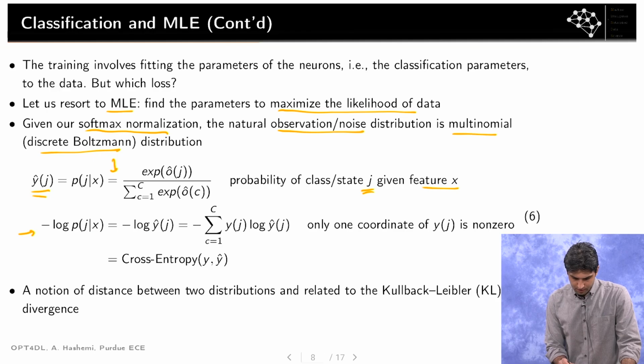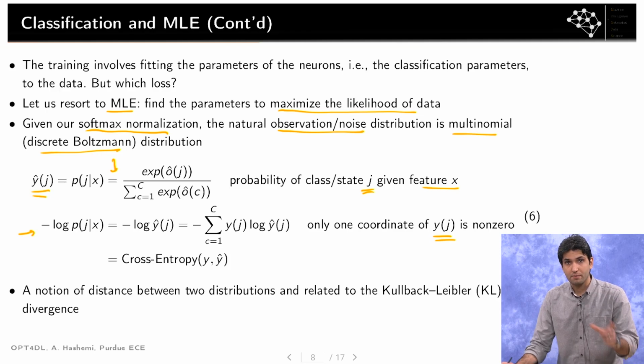Now notice that our true labels after one-hot encoding are basically one of the standard basis vectors, meaning that all entries are 0 except 1.